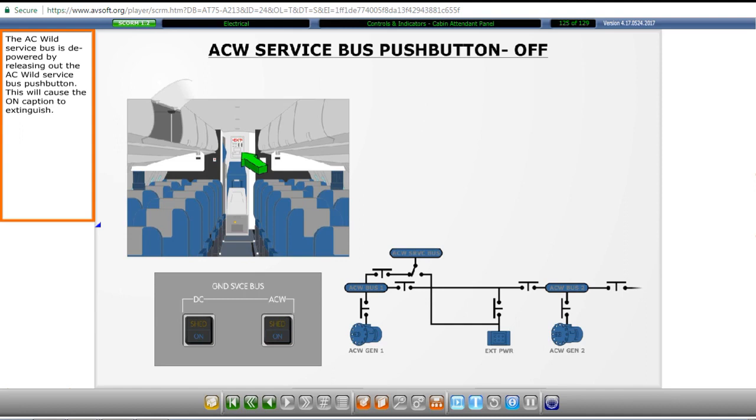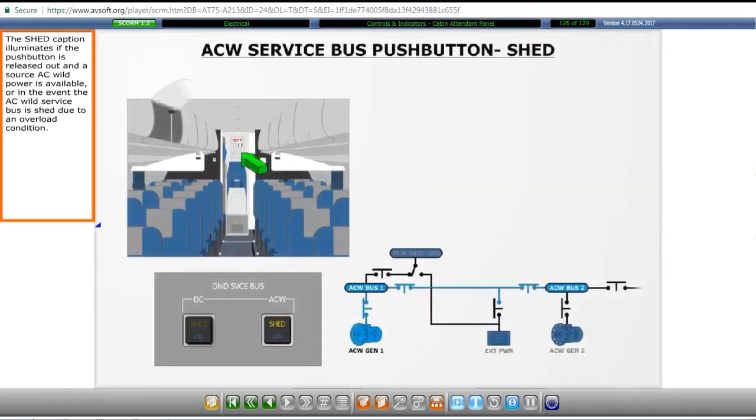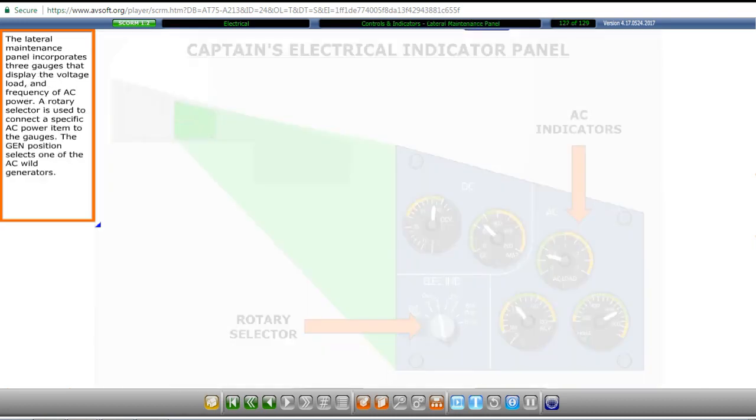The AC wild service bus is depowered by releasing out the AC wild service bus push button. This will cause the on caption to extinguish. The shed caption illuminates if the push button is released out and a source of AC wild power is available, or in the event the AC wild service bus is shed due to an overload condition.